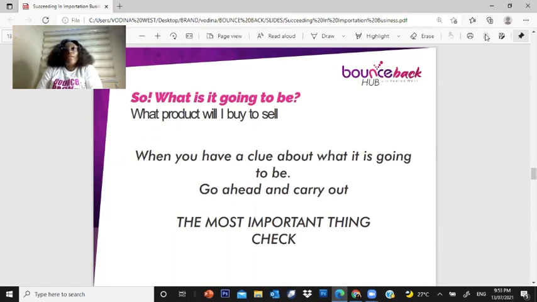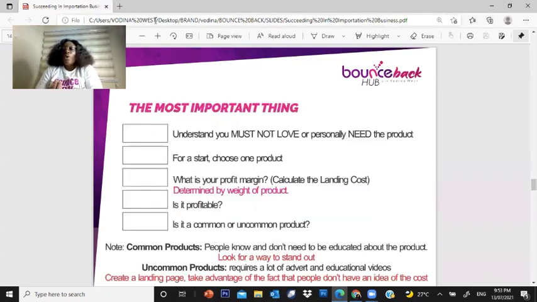When you finally have a clue, you've chosen a product, what you're going to do, you have to go ahead and do this. The most important thing, check. All right. So this is it. Number 1, understand this. You must not love or personally need the product. It is not compulsory that you will love or be passionate about a particular product.